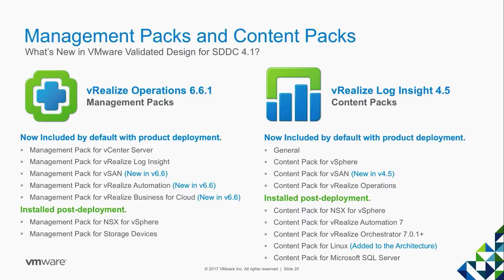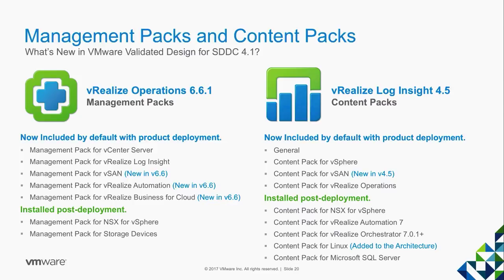Now, if we touch base on the management packs and content packs, I kind of alluded to this a little earlier when I first started talking about the bill of materials. So we're using vRealize Operations 6.6.1 and its management packs. And when I showed some of the versions, some of them were missing, and there's a reason for that. Previously, when you deployed vRealize Operations Manager, you had to do some post-deployment for certain management packs. Things like the management pack for vSAN, right? You had to deploy that manually.